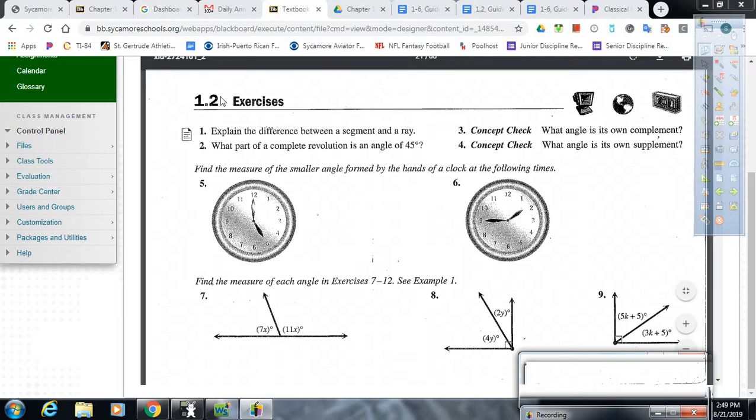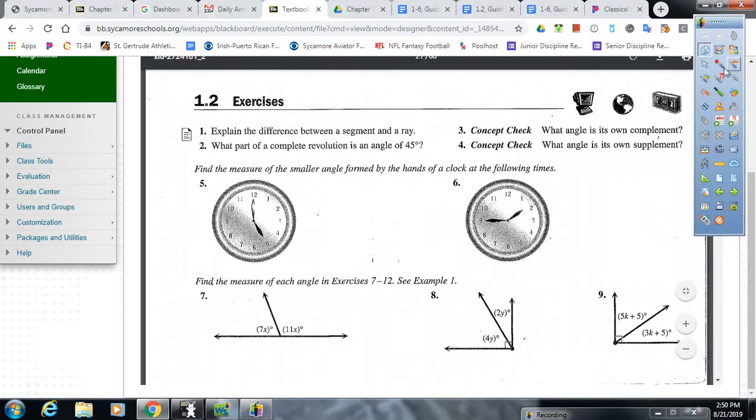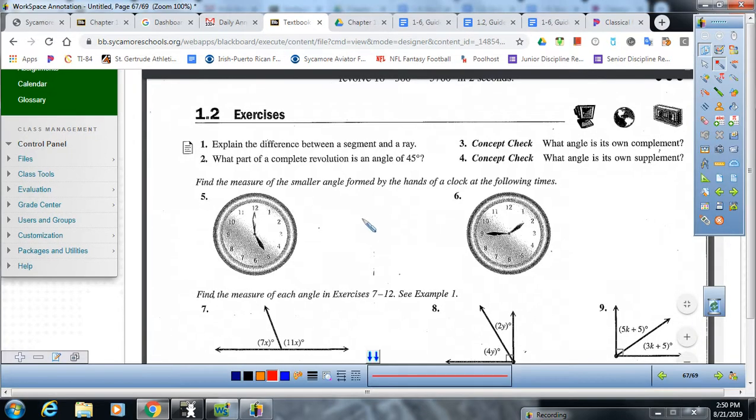All right, I just want to go through some of the homework directions so that you understand and can maybe get your questions answered without me there as you're working on this. So here, obviously, these questions are talking about supplement and complement.